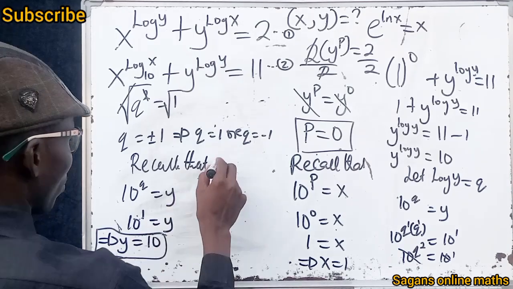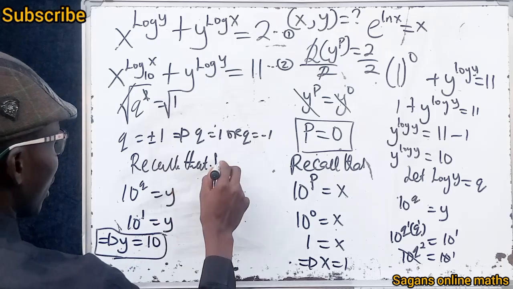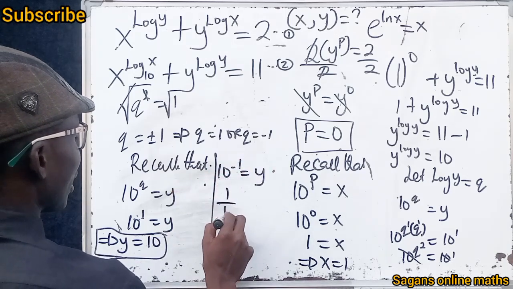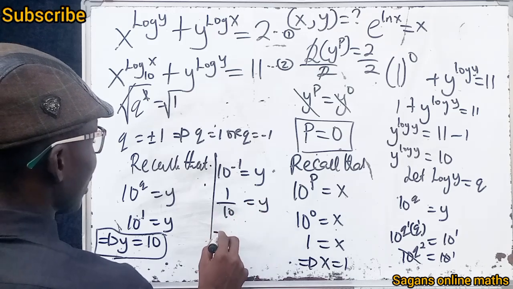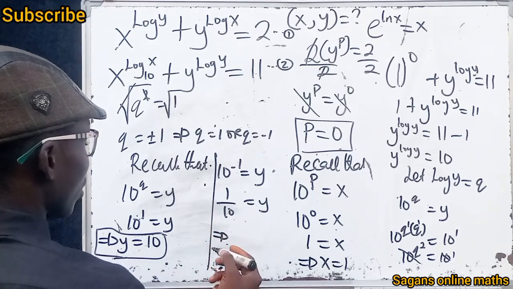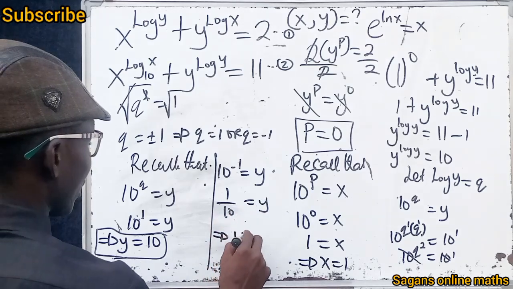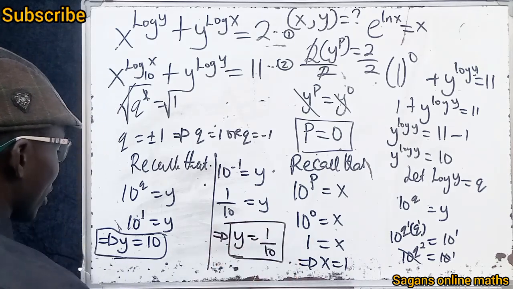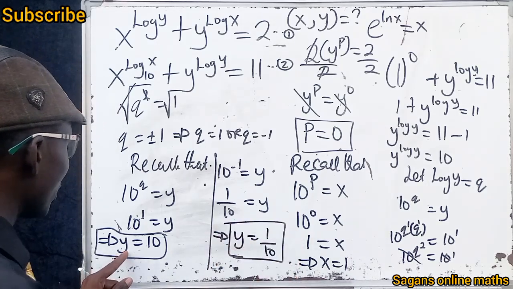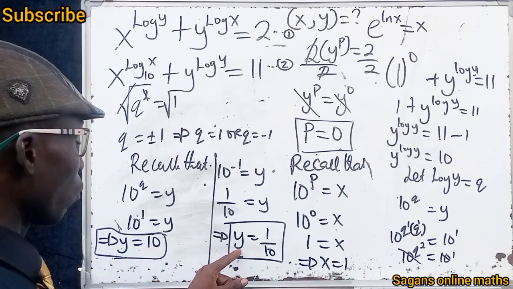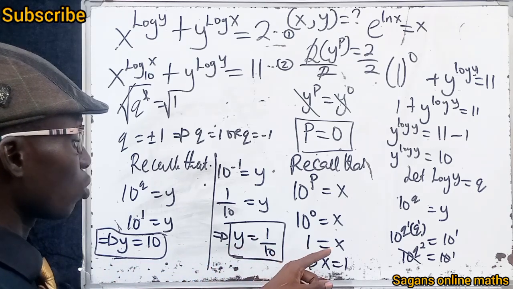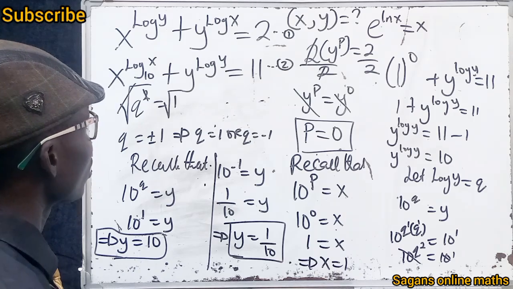When q is equal to minus 1, that means 10 raised to the power of minus 1 is equal to y. That means 1 over 10 is equal to y, and this implies that y is equal to 1 over 10. And this is the solution to this problem. You can see that here y is equal to 10, and here y is equal to 1 over 10, and here x is equal to 1. Wow, this is interesting.